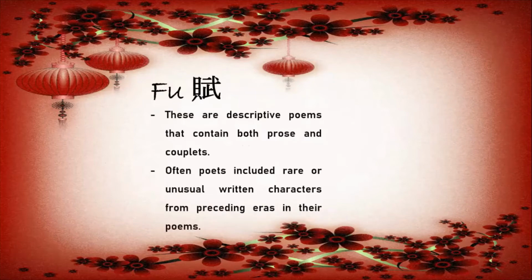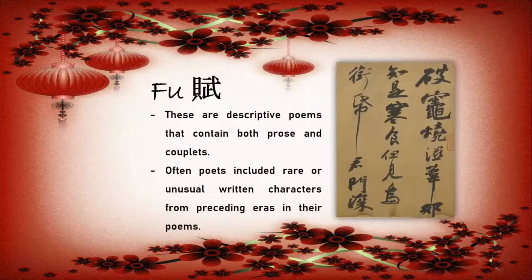The last one is Fu. A fifth major style of poetry is called Fu. These are descriptive poems that contain both prose and couplets. These were popular about 1,500 to 2,000 years ago. Often poets included rare or unusual written characters from preceding eras in their poems. This is an example of Fu.